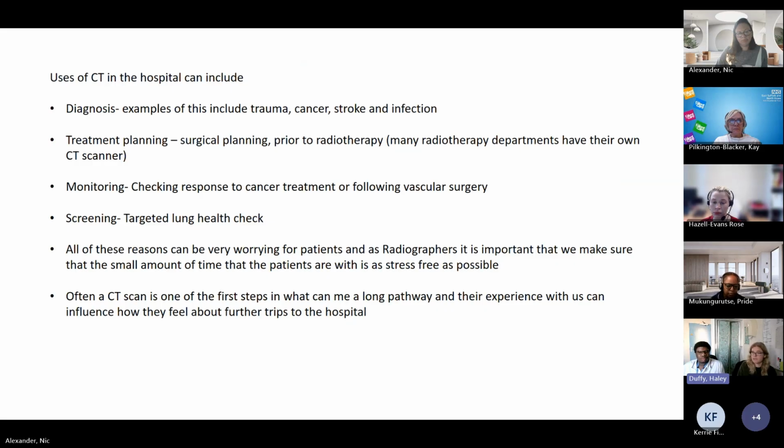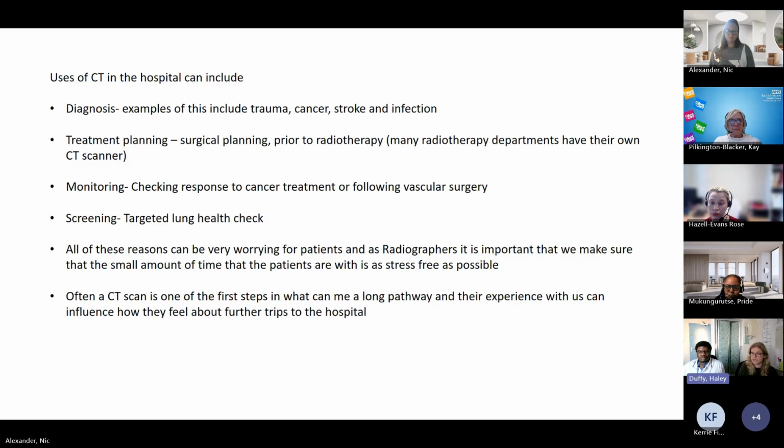So if you know there's something that a patient needs, then we can do it for surgical planning or prior to radiotherapy. And if you attended the radiotherapy sessions, they would have talked to you about the planning of their treatment, and they quite often use CT for that, and they have them in their own departments. Monitoring, so it can be used to check cancer treatment or following vascular surgery. If a patient's had a stent inserted in vascular surgery, they want to check the patency of that, so they will have scans every year just to see what's going on.